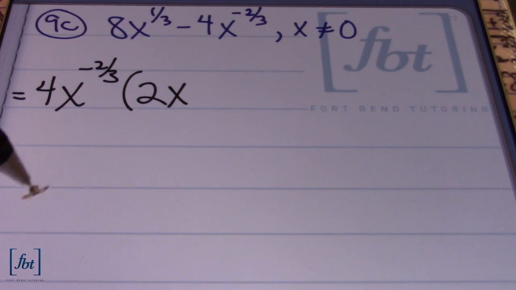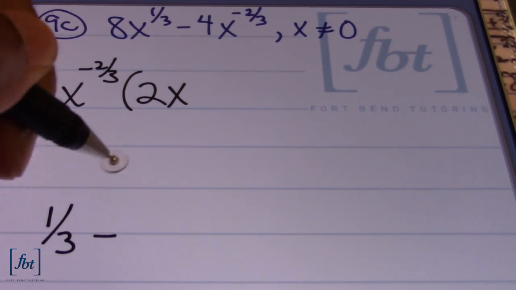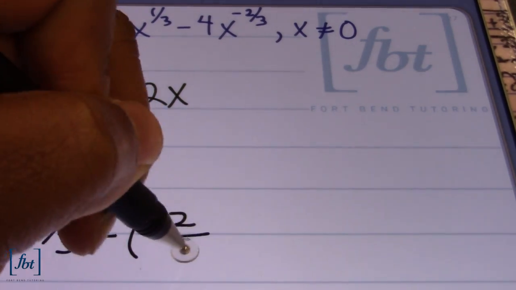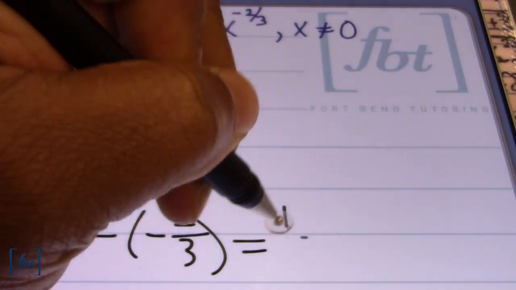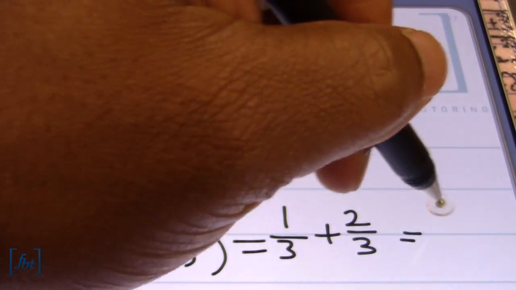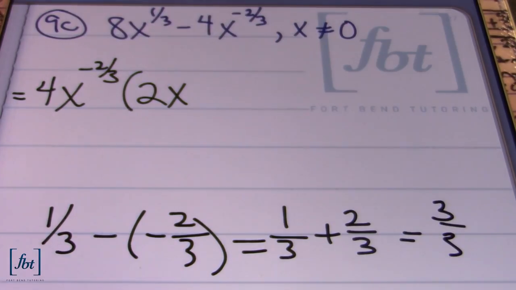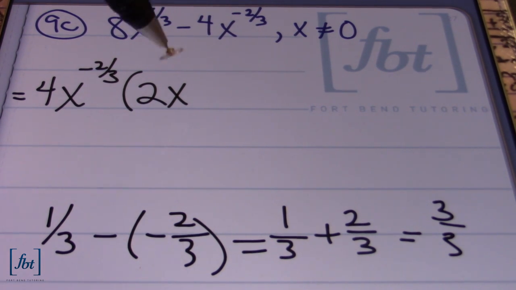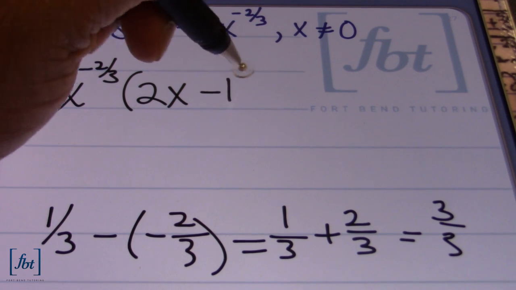Okay. I said that my exponent 1/3 minus negative 2/3 gives me 1/3 plus 2/3, which is 3/3. And 3/3 equals 1. All right? I mean, you got it from there, right? So that's how we end up with 2x as a result. Then 4x to the negative 2/3 goes into negative 4x to the negative 2/3 power, negative 1 times.